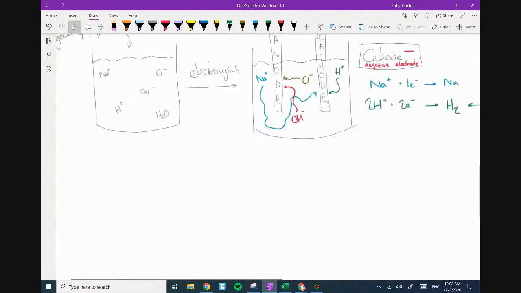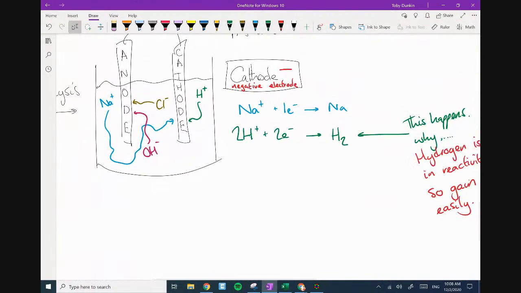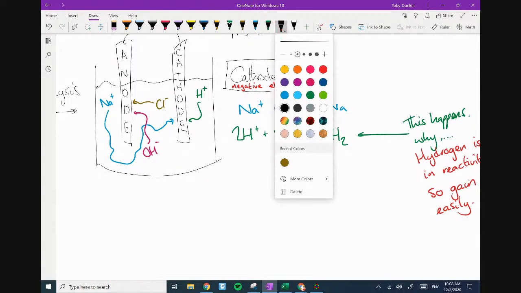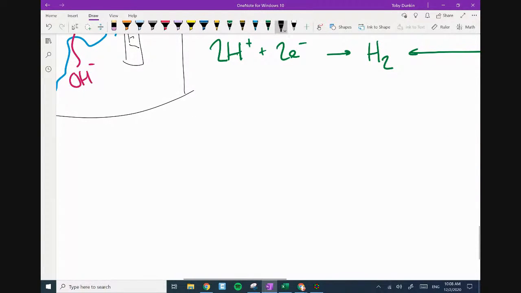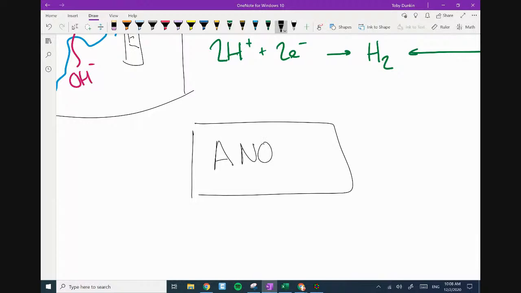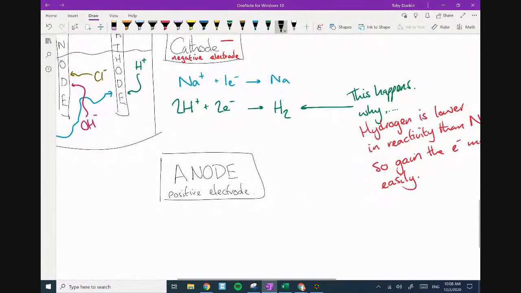Okay, the next one. What about the anode? So let's now draw a box. What about an anode? So the anode, zoom in. What's the charge on it? Positive anode. Right, I'm just going to write that down there. Positive electrode. Right. So this is positive.